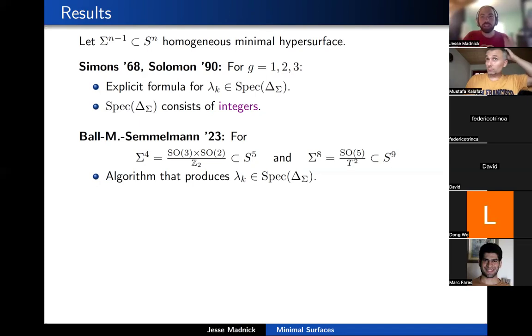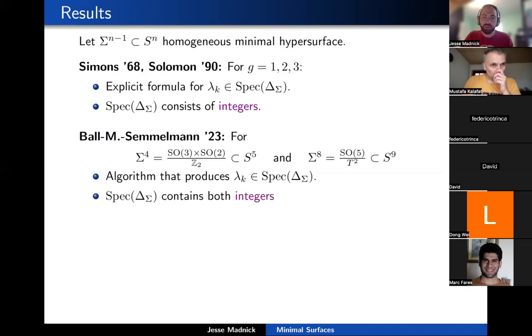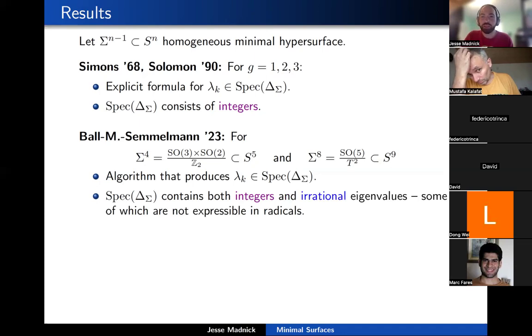You might say, okay, well, that's kind of disappointing. Why didn't you get a formula for the Laplace spectrum? That would have been far more satisfying. But we think that maybe there's a good reason for that. And the reason is that for our examples, the spectrum of the Laplacian doesn't just consist of integers. There are integers for sure, but there are also irrational eigenvalues, some of which are not expressible in radicals. So that kind of combination suggests that maybe a formula is pretty unlikely.